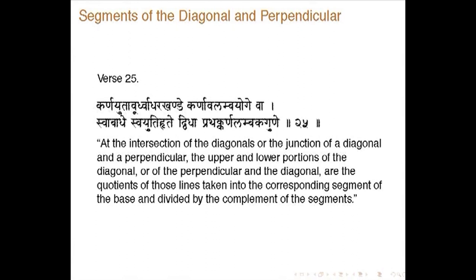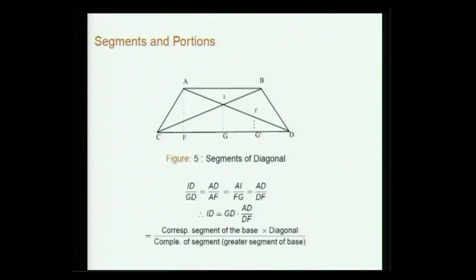So, then he talks about the segments of the diagonal and the perpendicular. Again, I will state the verse. Karna yuta urdhvadara khande karnava lamba yogeva swabade swayuti hrute vidha putak karna lambaka guni. So, this is the result, and the translation is this. Instead of reading out the translation, I am telling what he is trying to say.